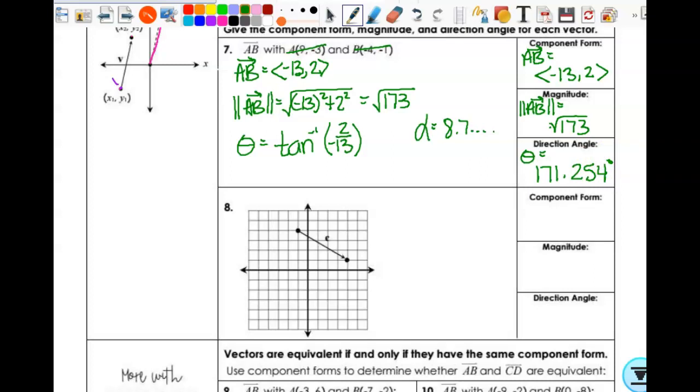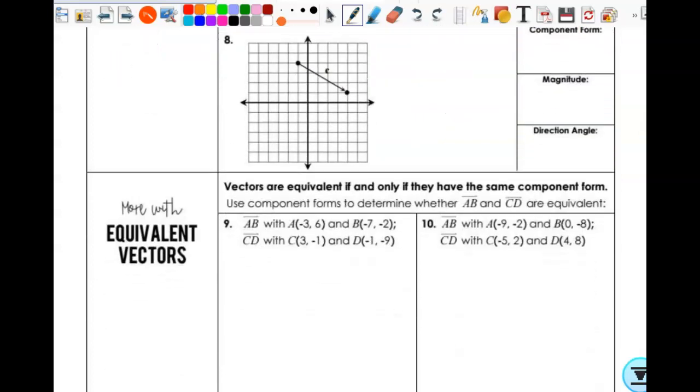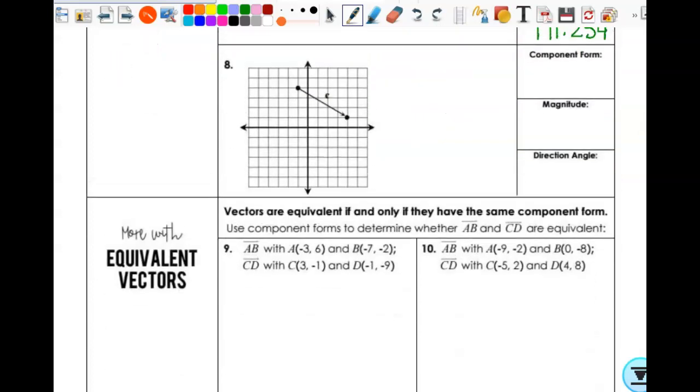Okay. What questions you got? All right, so then we're going to do some of number 8, but not all of number 8, because I don't think we need to keep doing the same thing over and over again. But if you have a vector, I want you to be able to get a component form from a picture and to write the component form, so this is vector C.